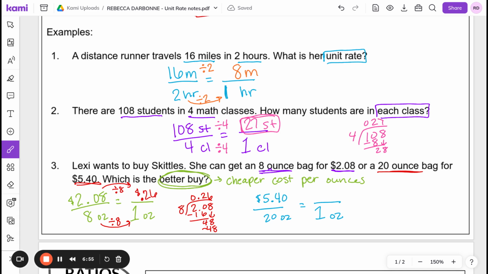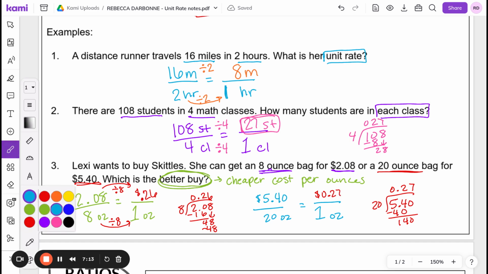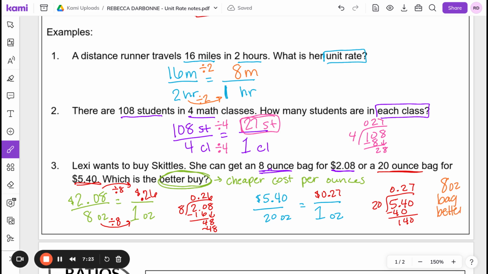And then for the other problem, 540 divided by 20 is 27 cents per ounce. So the 8-ounce bag is the better deal because it's cheaper per ounce. So I'm going to just squish that in over here. 8-ounce bag, better buy, because it's cheaper. So even though you're getting less, it's a little bit cheaper.